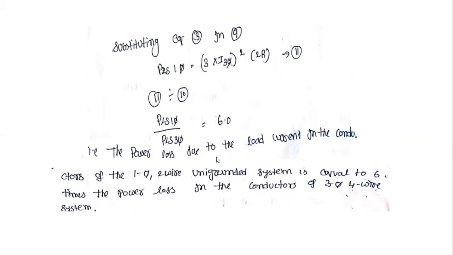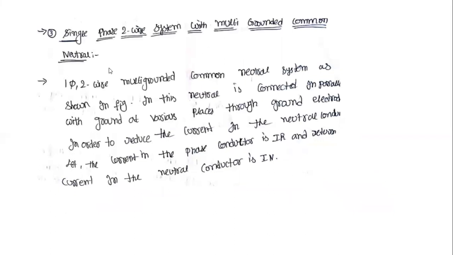That is, the power loss due to the load current in the conductor of a single phase 2-wire uni-grounded system is equal to 6 times the power loss for the three phase system.